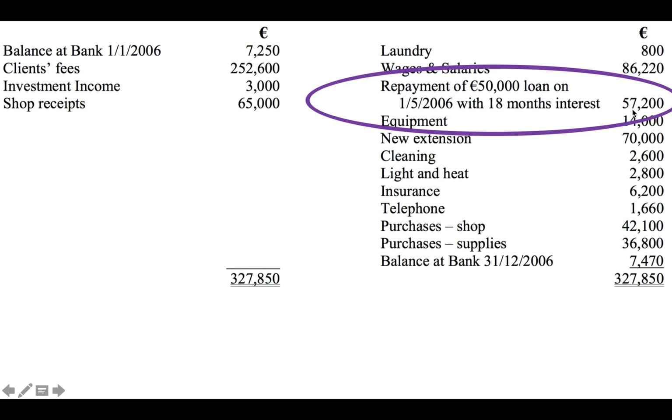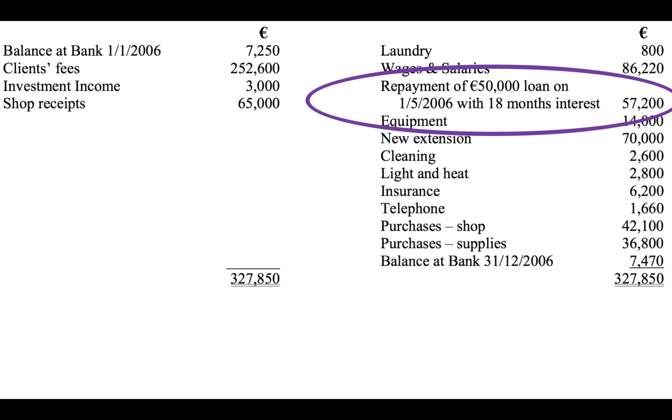So 7,200 loan interest is 18 months interest. So 7,200 divided by 18 months is equal to 400 euro interest per month. Okay, so 400 euro per month. And how do we know we had this loan at the start of the year and loan interest due? Well, it was repaid on the 1st of the 5th 2006.